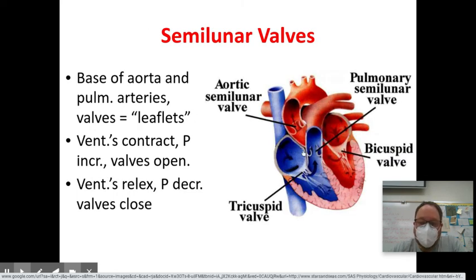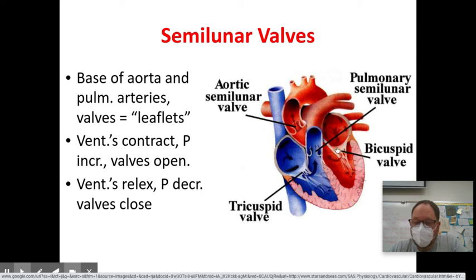Another set of valves are called semilunar valves. Semilunar because they look like these little half moons. Okay? So when the ventricles contract, pressure builds and the AV valves snap shut, so blood doesn't get back up into the atria, right? But when the ventricles relax, the AV valves open up, but you could also have blood coming back in from the aorta or from the lungs. So the second set of valves, the semilunar valves, snap shut when the ventricles relax.